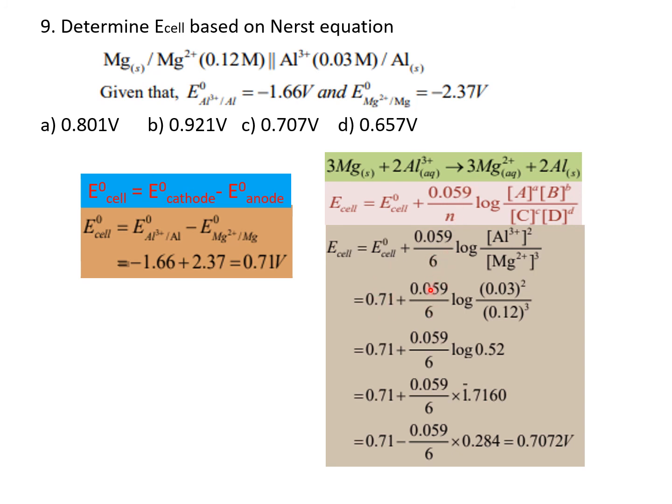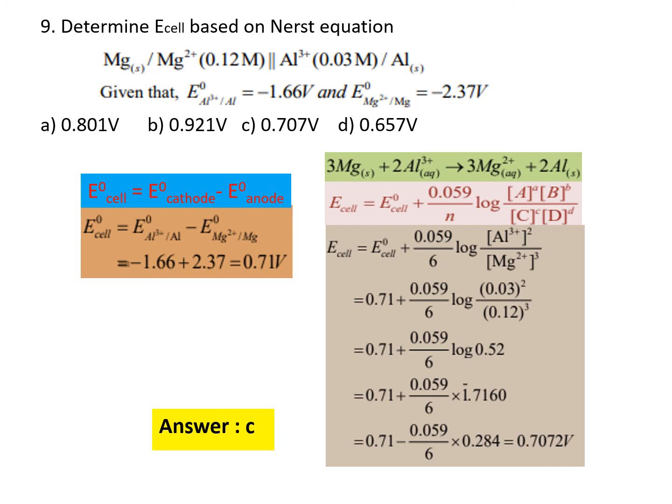So 0.71, plus 0.059 divided by n, which is 6, log of Al3 plus, that is given already over here, the concentration of this and this. Whatever is in brackets, this is the concentration of this ion. Okay. The concentration of Al3 plus is what? 0.03, and the concentration of magnesium 2 plus is first reduction and then oxidation. You have to write it. Subtract it, log of 0.52, which is equal to 1.716. So if you divide it and multiply with this, you will get 0.702. This is the answer. So what is the answer? The answer is C.